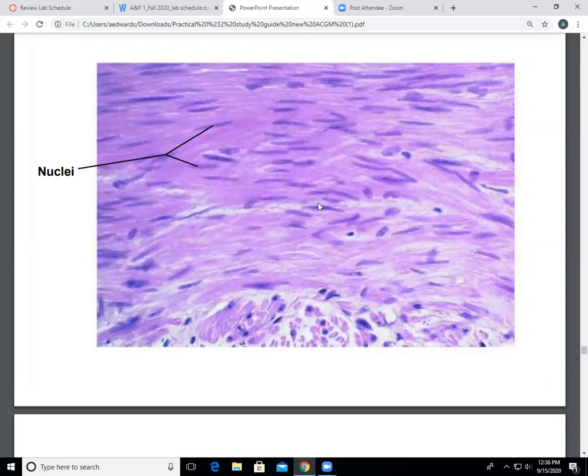And since I don't really have a place to put it here, cardiac muscle has intercalated discs. Okay?